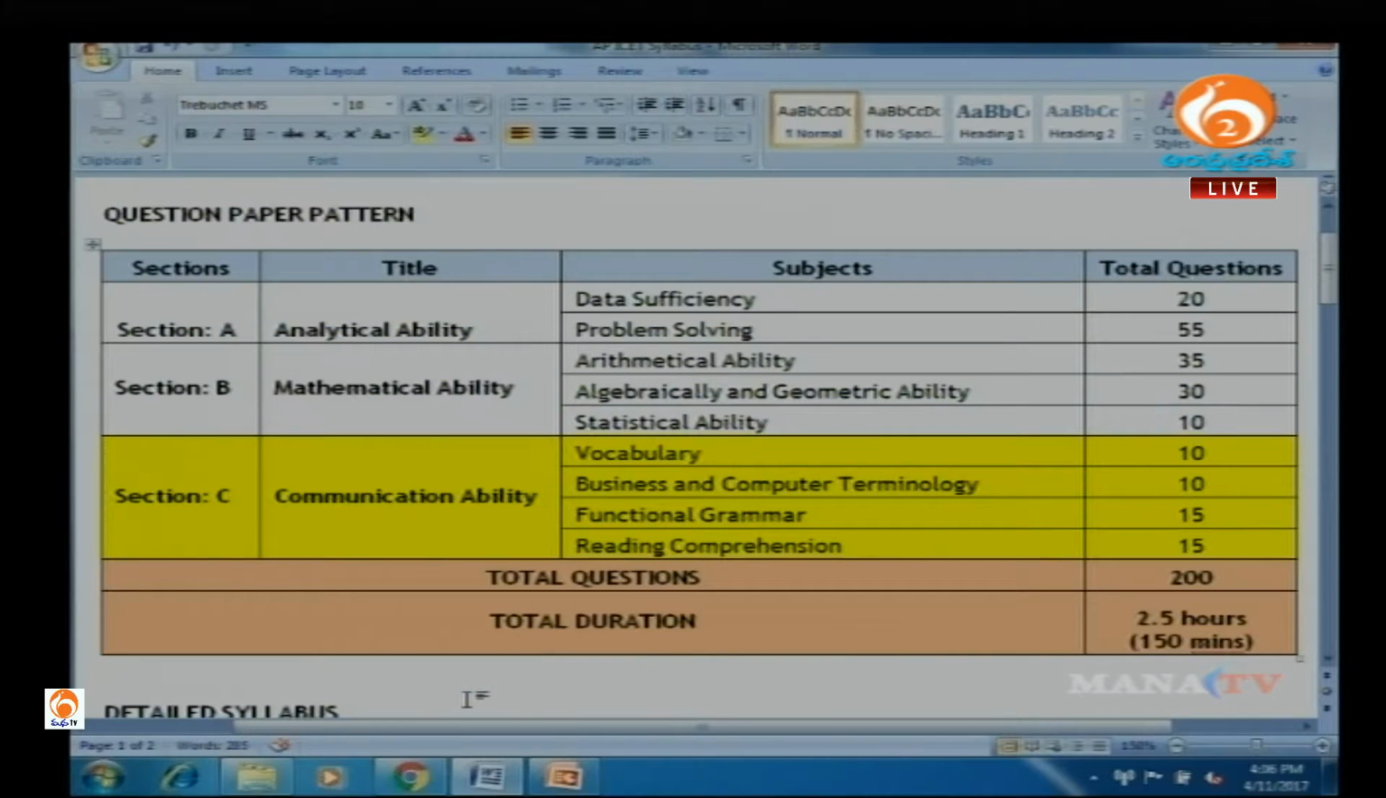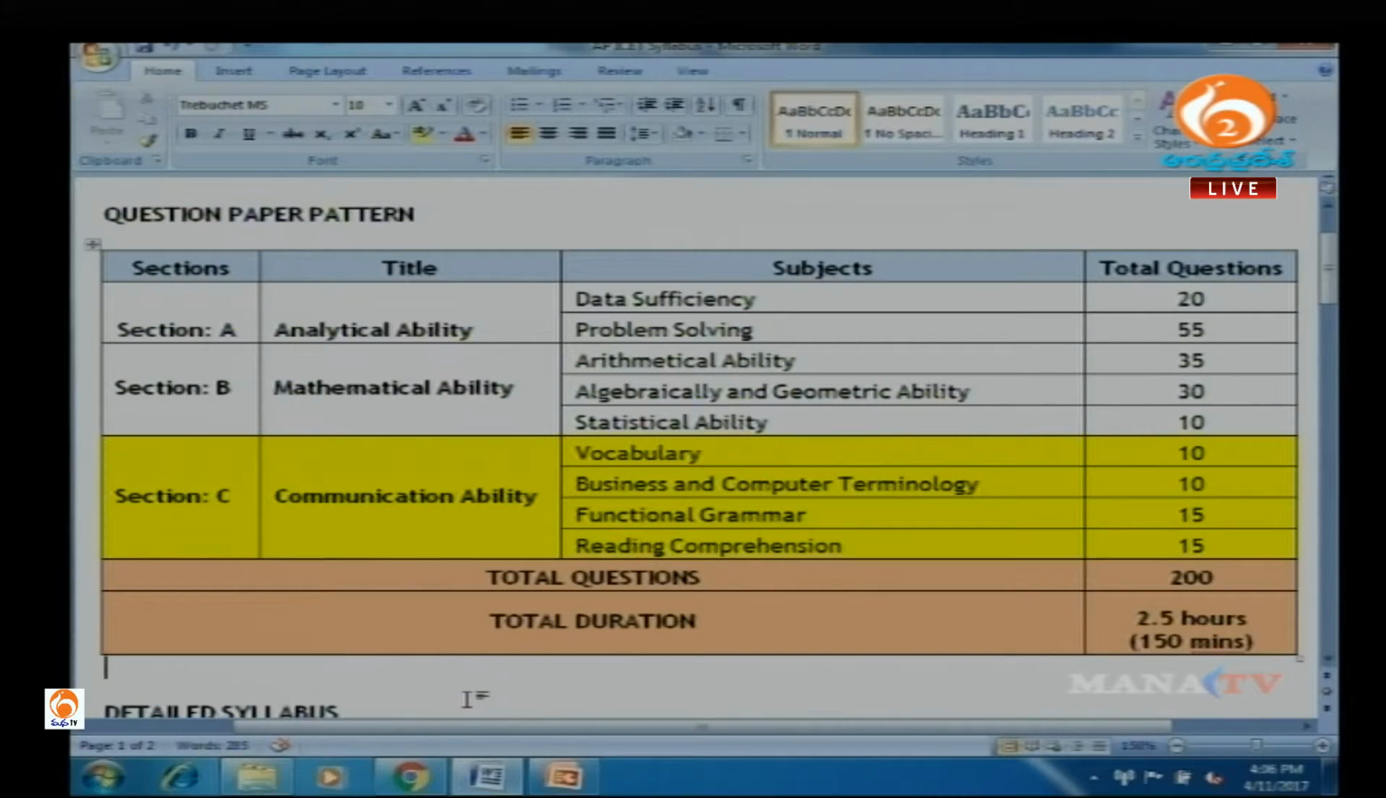You have section A, section B, and section C. In section A, you have analytical ability, mathematical ability in section B, and section C has communication ability. In section A, analytical ability, you have data sufficiency and problem solving, and beside that you have the total number of questions. Each topic will have a different number of questions. Not every topic has the same number of questions. As you can see, data sufficiency has 20 questions, problem solving 55 questions.